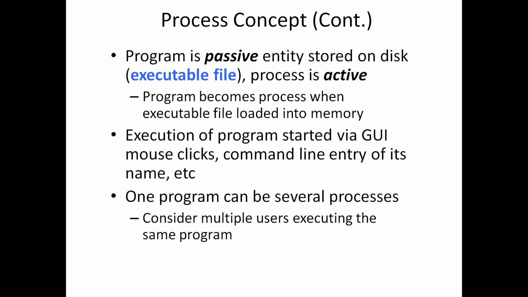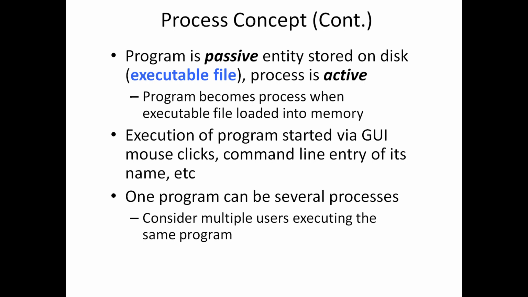As I told, there is a difference between program and process. A program is a passive entity. The entity which is stored on disk is called a program. On the other hand, a process is an active entity. It contains a program counter, that is, the address of the next instruction that is to be executed. A program becomes a process when the executable file is loaded into memory. Then it is called a process.